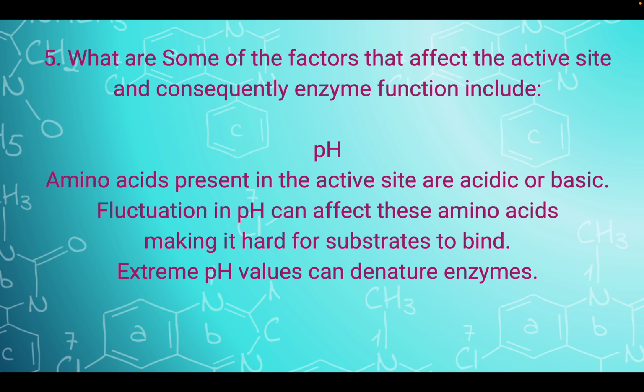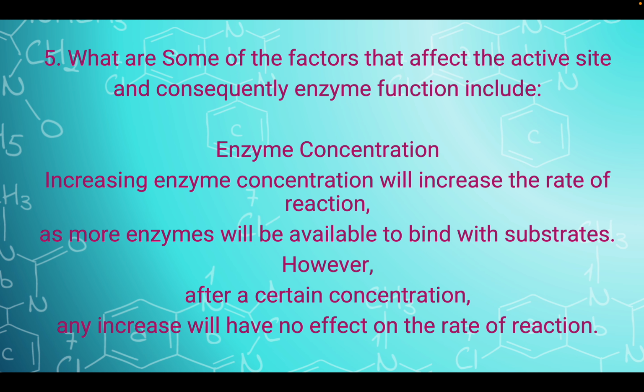Next is the pH. Amino acids present in an active site are acidic or basic. Fluctuation in pH can affect these amino acids, making it hard for substrates to bind. Extreme pH values can also denature the enzyme. Very high acidity or very basic conditions can denature the enzyme.